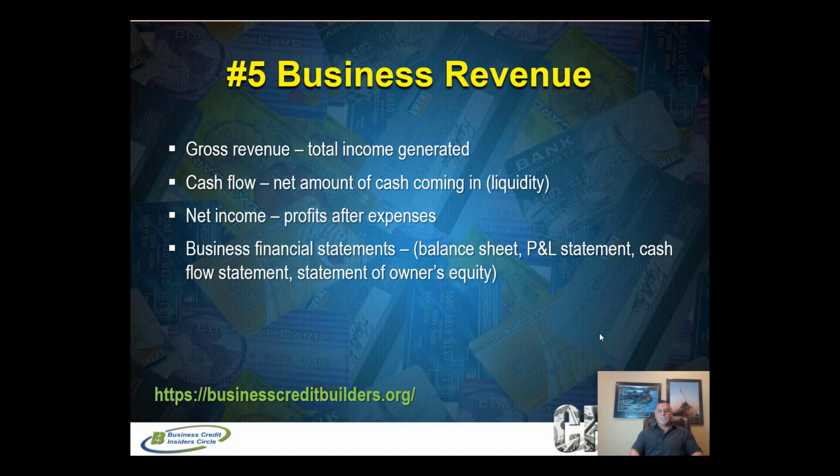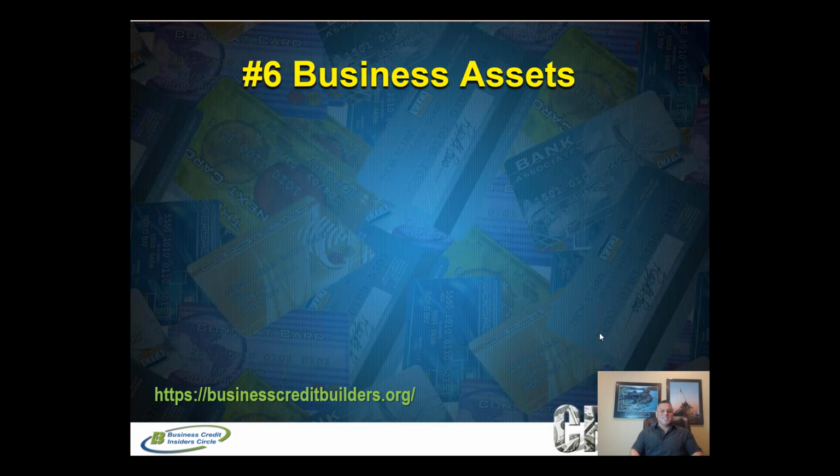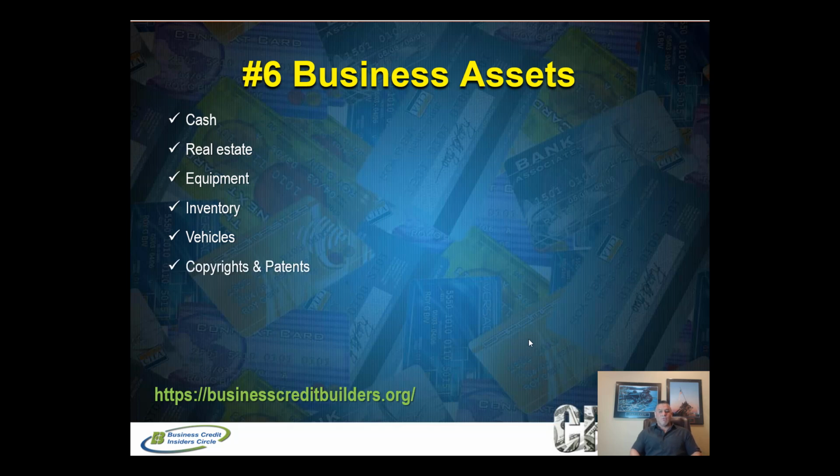Okay, so let's talk about number 6, your business assets. There are asset-based lenders out there that will look at your assets to extend funding or credit to you. So as a business, do you have cash on hand, equipment, real estate, equity in real estate properties, inventory, vehicles that you may own outright, or copyrights and patents, intellectual property, office furniture, etc.? These are your business assets.